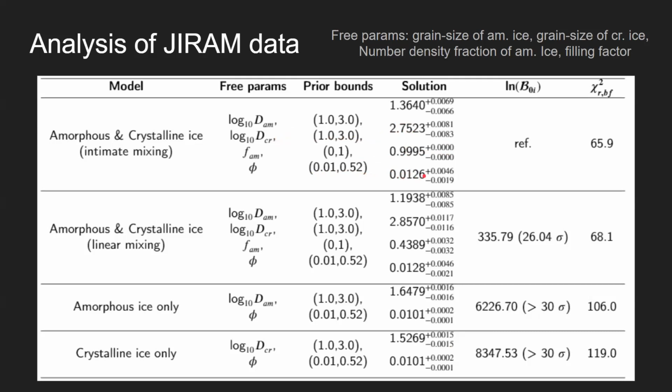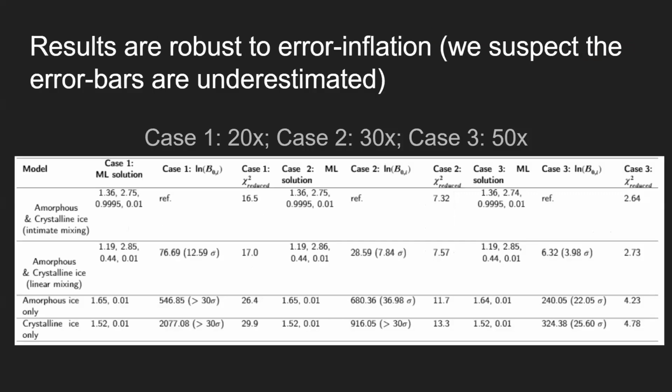And what we wanted to test next was the robustness of our results to the noise, because we have reasons to believe that the noise in our data is underestimated. So the SNR that we have might be much higher than it actually is. So what we did next is we analyzed this data again, but by inflating the noise.